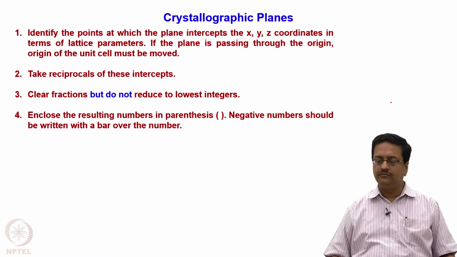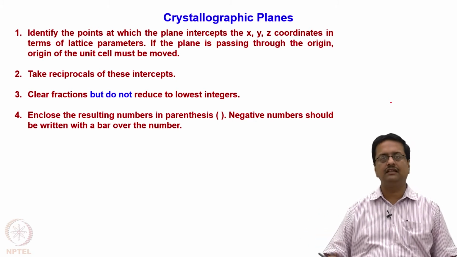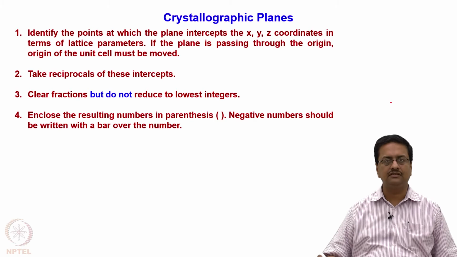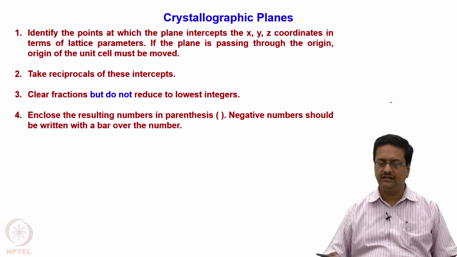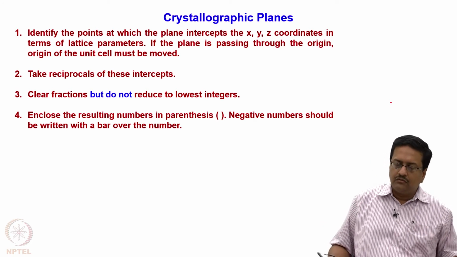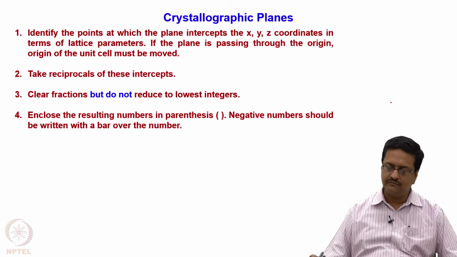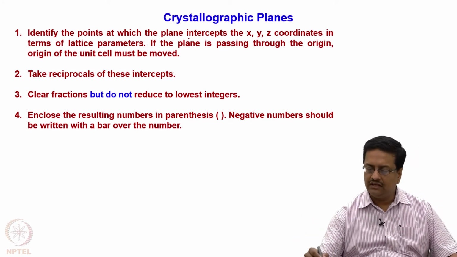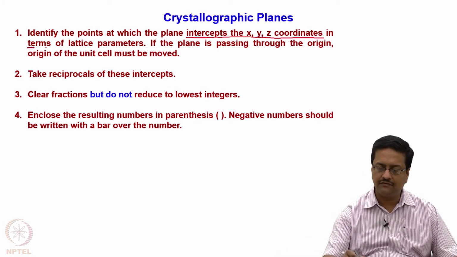Now, I would like to move to the crystallographic planes. We would like to designate the planes in the same manner as the directions using 3 indices H, K and L, and we try to determine those Miller indices by using a procedure which I am going to describe now. What we need to do is, we have to identify the plane in the lattice. We need to find out the intercepts on the x, y, z coordinates in terms of lattice parameters.